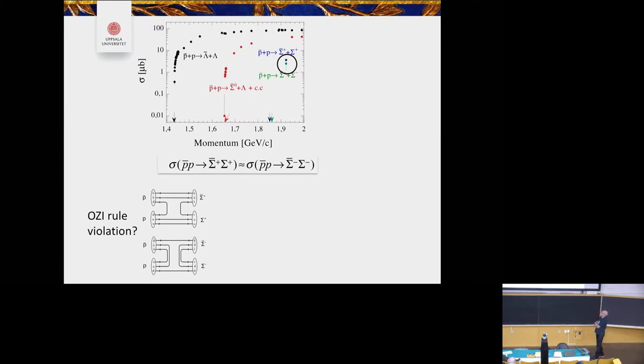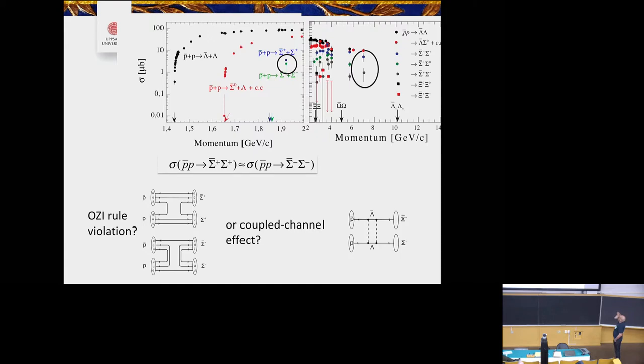So this seems to be an OZI rule violation, which tells you, as a rule of thumb, that for each disconnected quark line, the probability or cross section should drop by an order of magnitude. So why is that? Well, this is relatively close to threshold. It could be a coupled channel effect, perhaps, because the process goes via an intermediate lambda-lambda bar state. And in fact, if you look at the data at almost 8 GeV, you see the two cross sections differ by one order of magnitude, exactly like you would expect. So it's likely a coupled channel effect, but nobody, as far as I know, has looked into this and made any predictions about this.